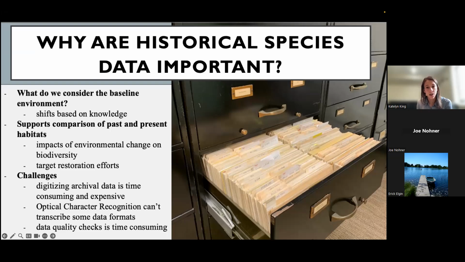There are some tools like optical character recognition, these AI tools that can scrape text off of documents that are scanned in. But it can come with a lot of errors, and quality check is very time consuming, especially data that might be handwritten or in tables that can be really hard to capture.